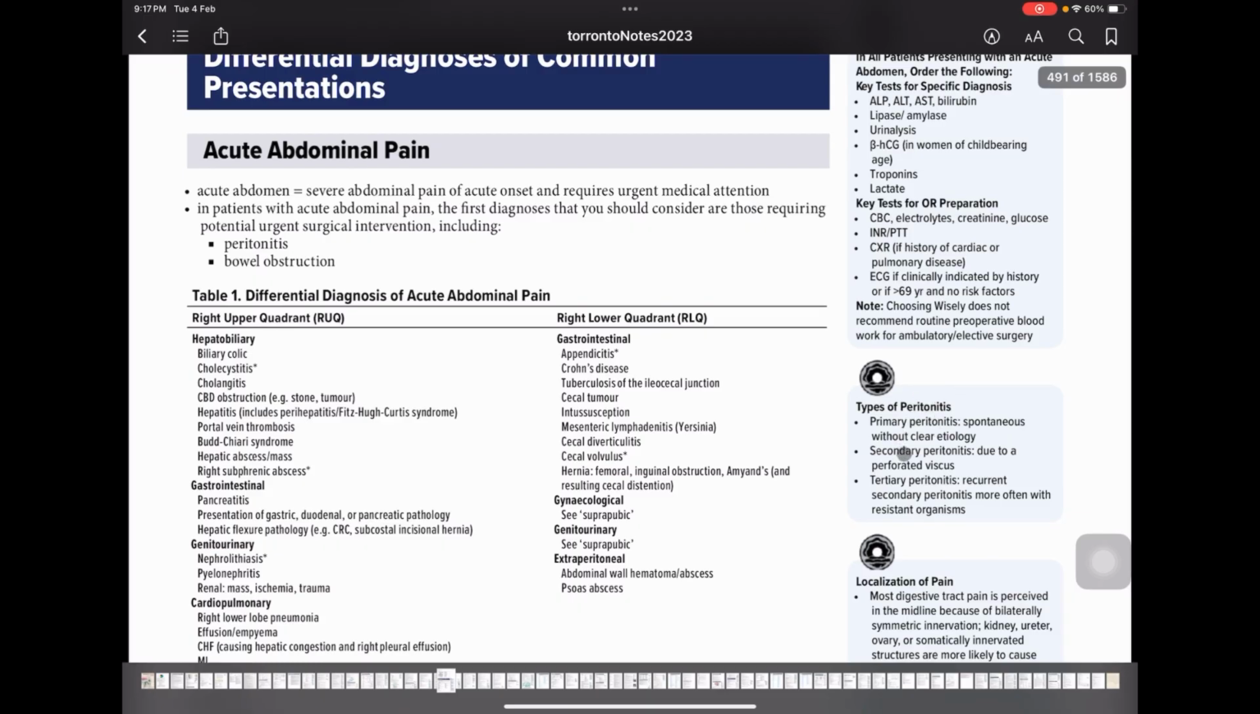Types of peritonitis: primary, secondary, and tertiary. Primary is spontaneous without clear etiology; due to perforated viscus is secondary. Tertiary is recurrent secondary peritonitis, more often with resistant organisms. So recurrent secondary is tertiary, and if there's a perforation of the viscus, that is secondary, and spontaneous peritonitis without any cause is primary.